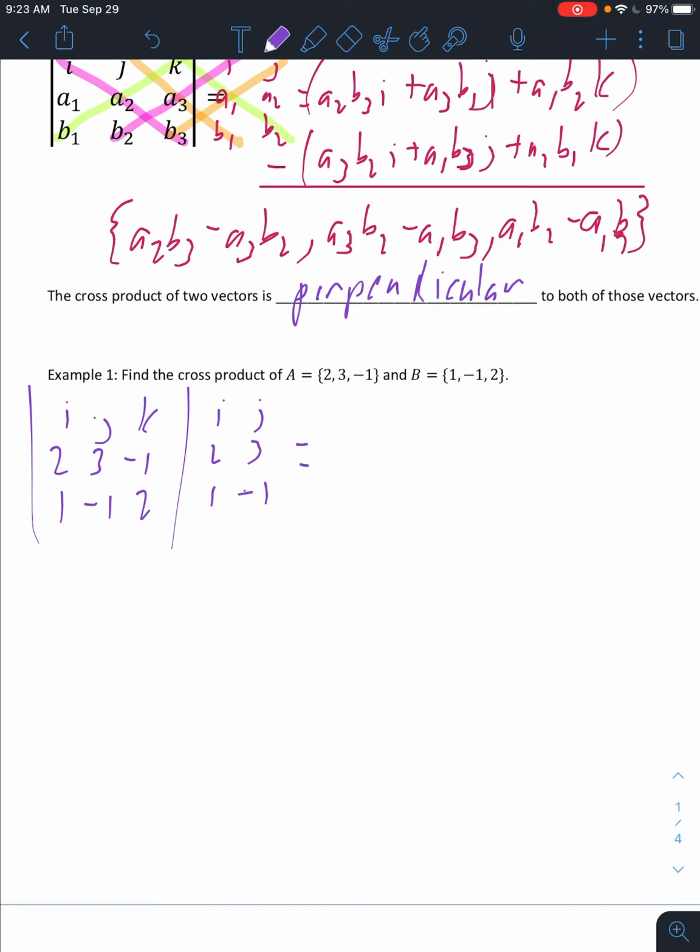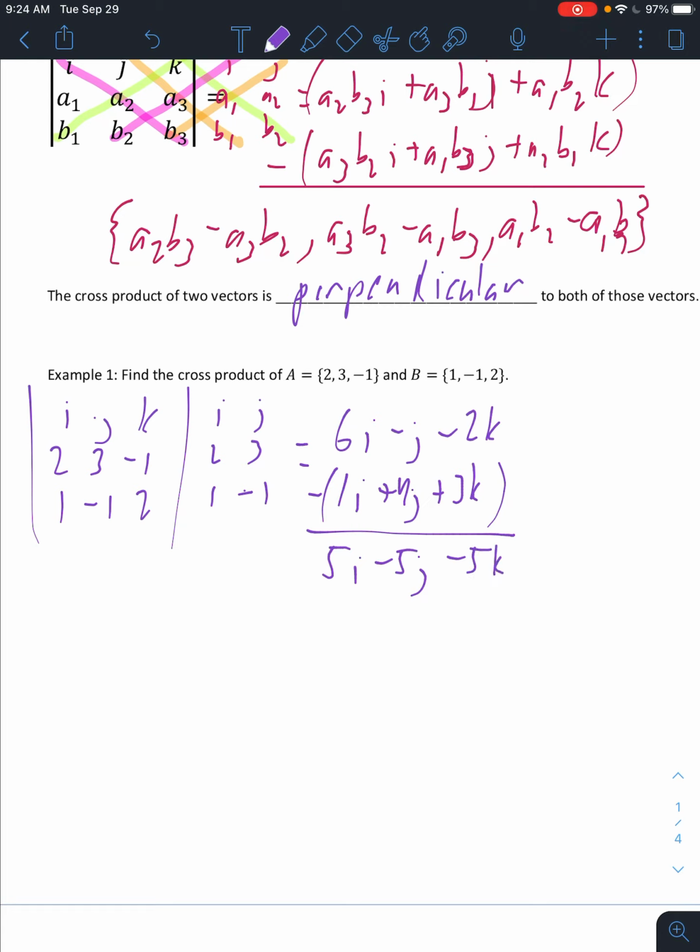Okay, so my cross product is going to be 6i minus j minus 2k, and then minus 1i plus 4j plus 3k. So that gives me 5i minus 5j minus 5k. So the cross product of A and B is the vector 5, negative 5, negative 5.